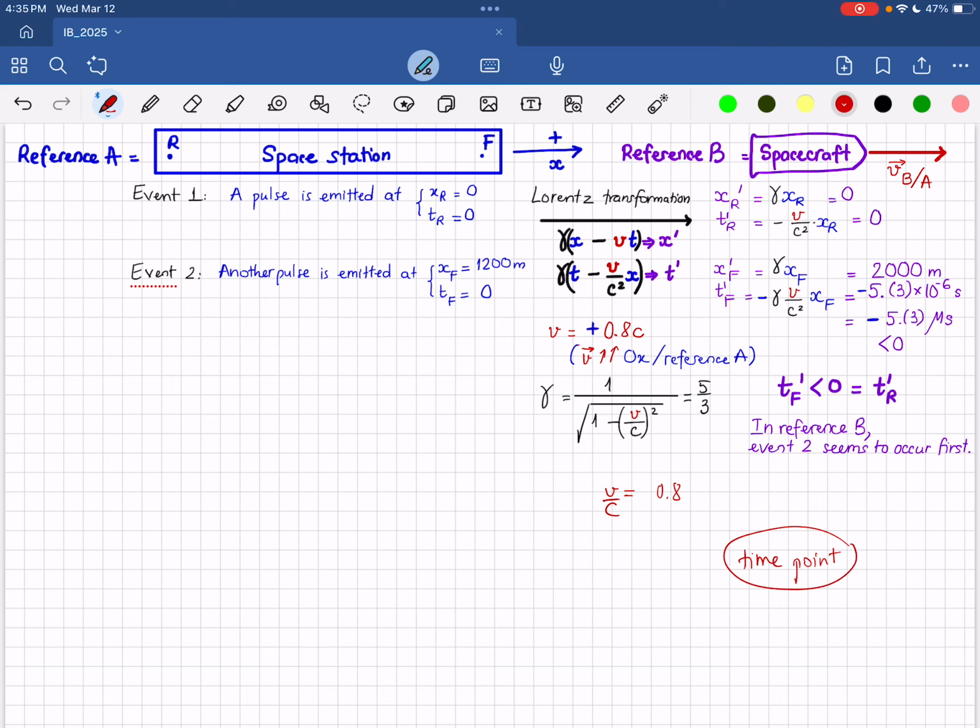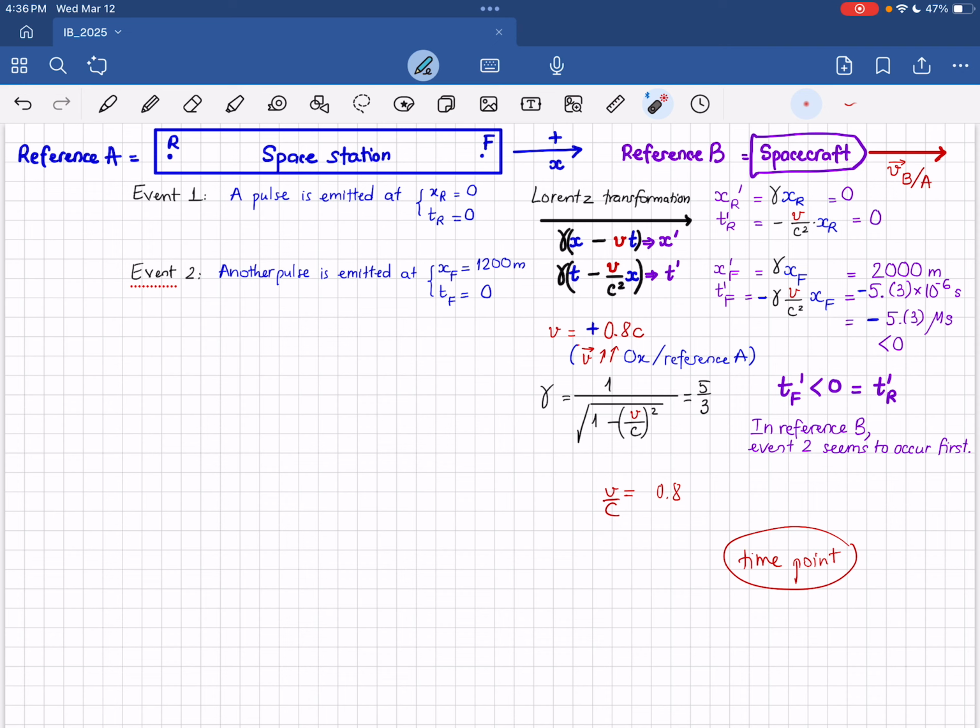So time point can be negative or positive. It just depends on at which point you assign it to be the 0 point, okay? So basically, you got this one to be negative. And that's the key. Why? Because if this one is negative and at the R it is 0, it just means that event 2 occurs first. It occurs first to the person on the spacecraft. That's why it's less than this one.